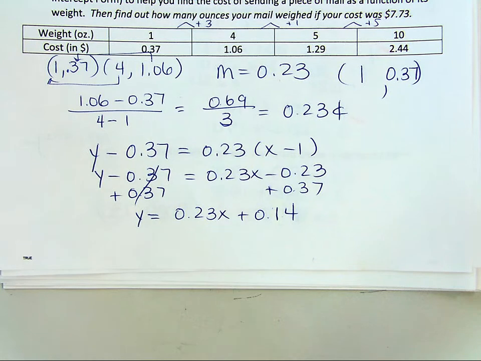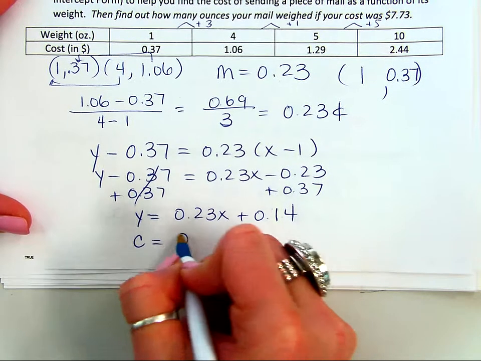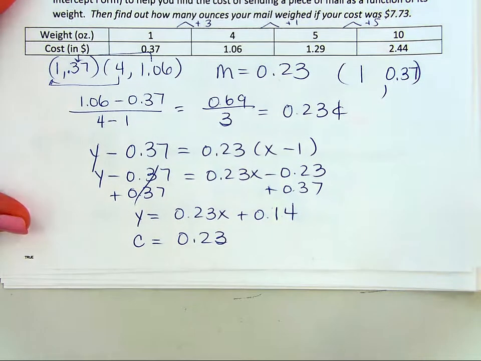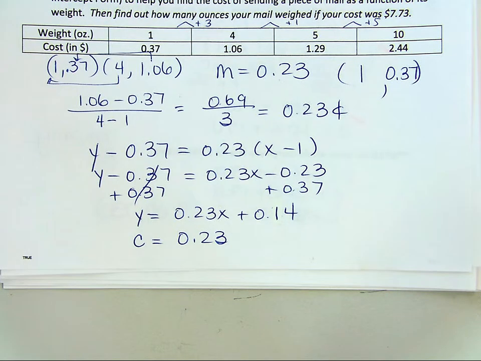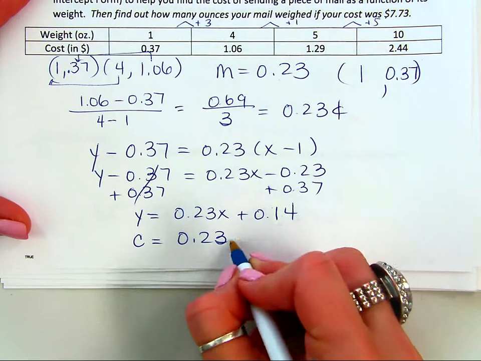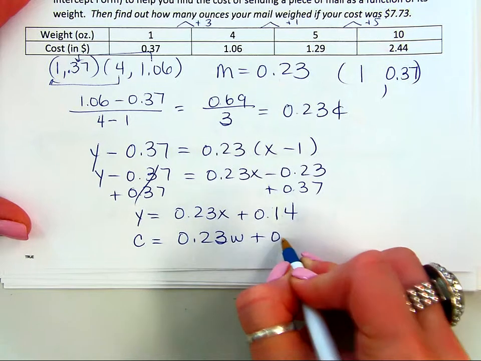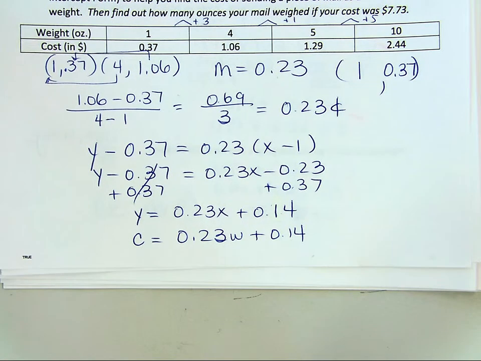There's those fees for everything. Get used to it, right? So your cost is actually equal to 23 cents. In this case, I probably wouldn't use O for ounce because it won't look like a 0. We'll just say W for weight.